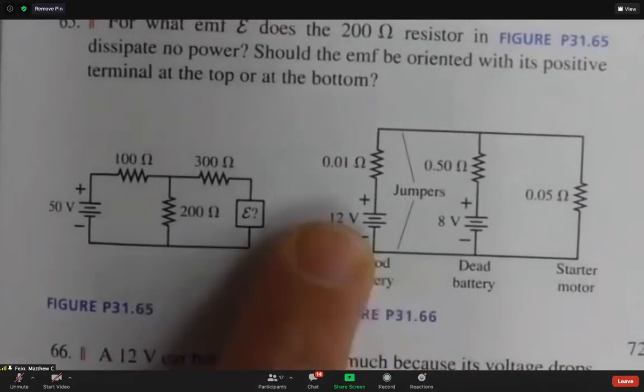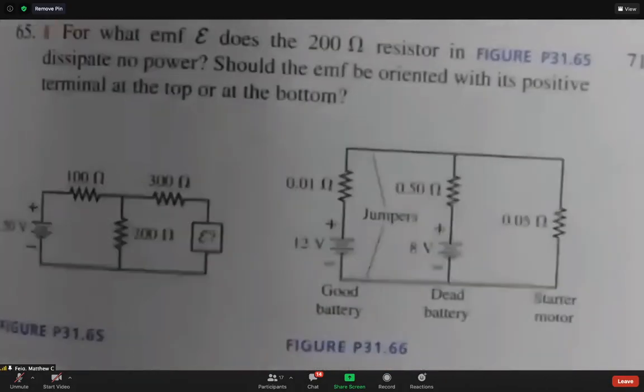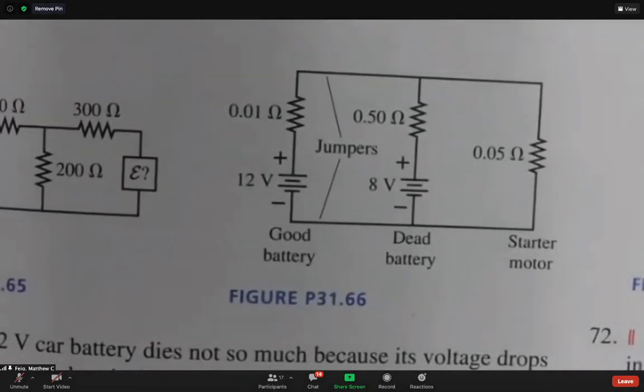And the resistances are really, really low, right? Resistances are really, really low in this circuit over here. The battery voltages are supposed to be 12-ish, but the dead battery's drifted below 12. Actually, the main reason, does it say that here?